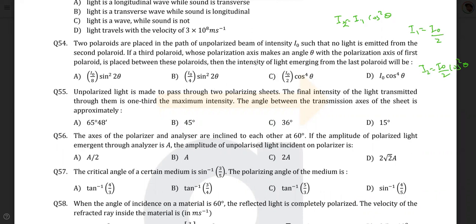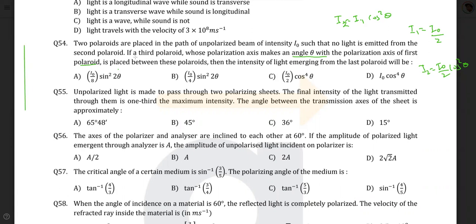Now यहाँ पे देखो, एंगल जो है ना, एंगल जो लिया गया है, that is, tell me, between the angle is taken as horizontal. Yes or no? Right? Theta with the polarization axis of first polaroid. Okay, so suppose first polaroid is this. First polaroid is like this. Okay, this is the first polaroid.